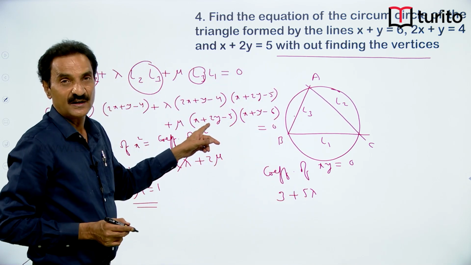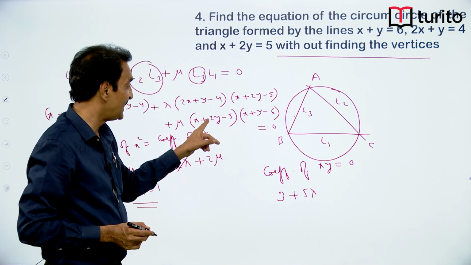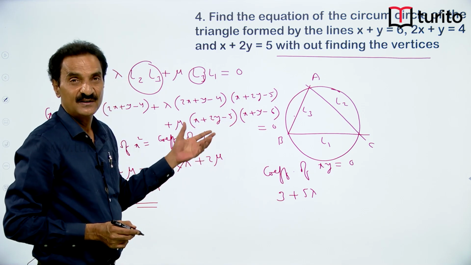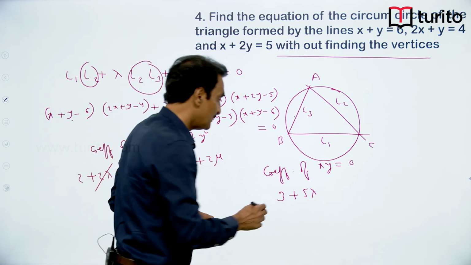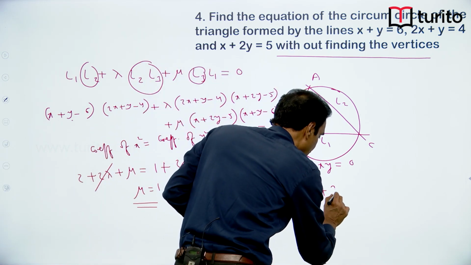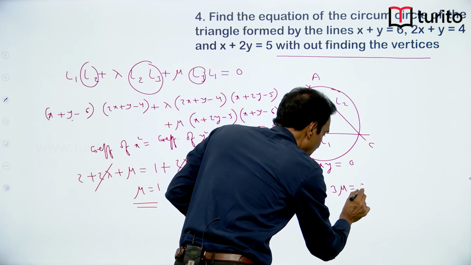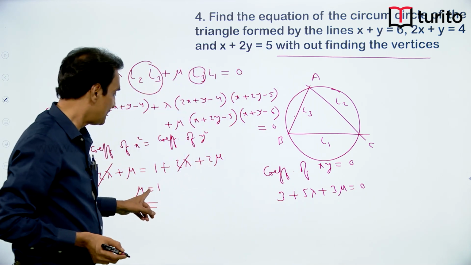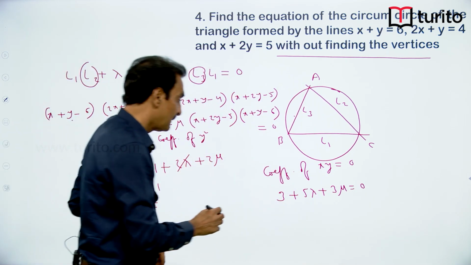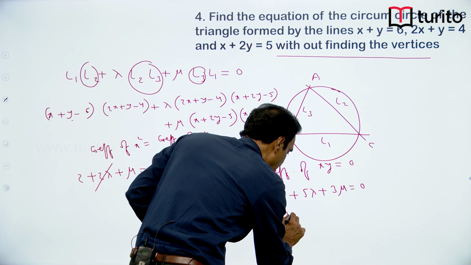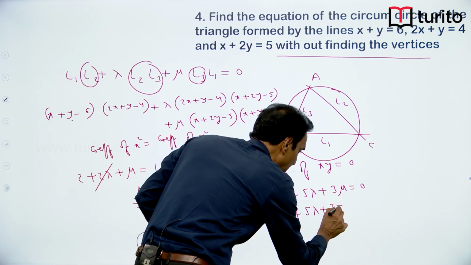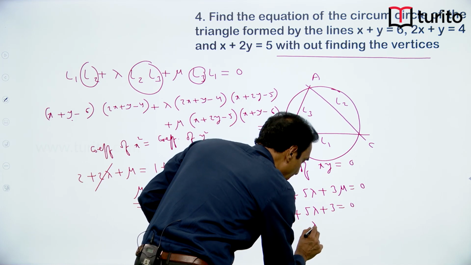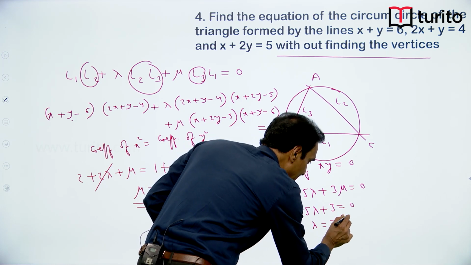Next, in the third term, x into y, xy, 2y into x, 2xy. So, 3xy you are getting into mu. So, 3 mu should be 0. Substituting mu is equal to 1, 3 plus 5 lambda plus 3 is equal to 0. So, lambda will be minus 6 by 5.